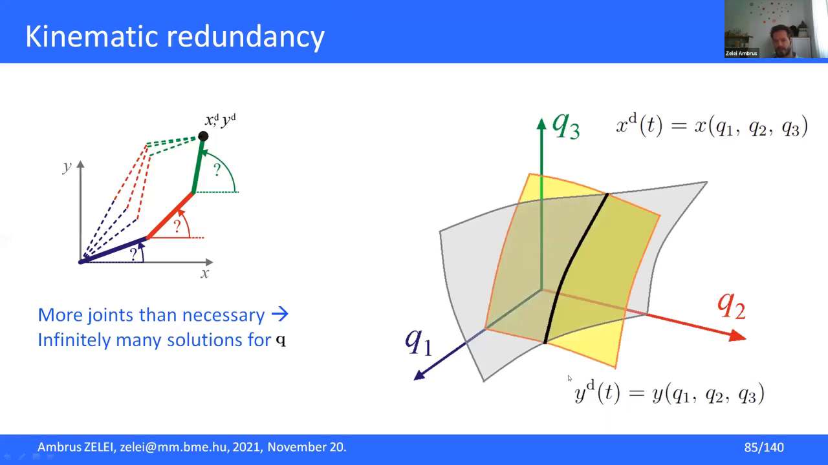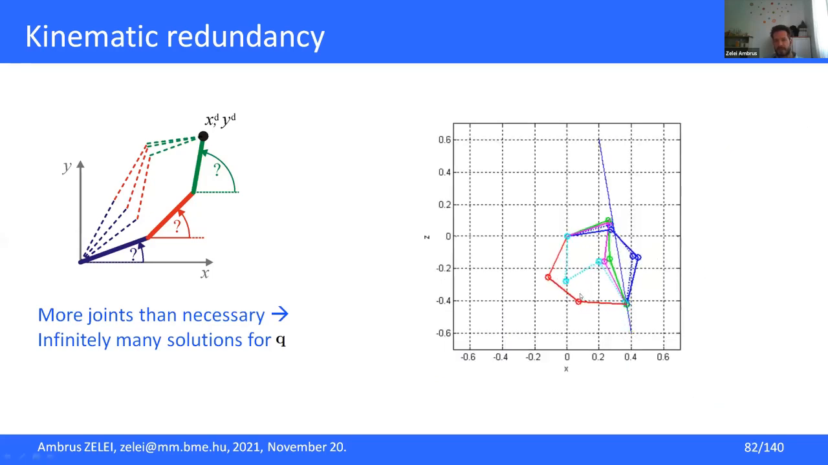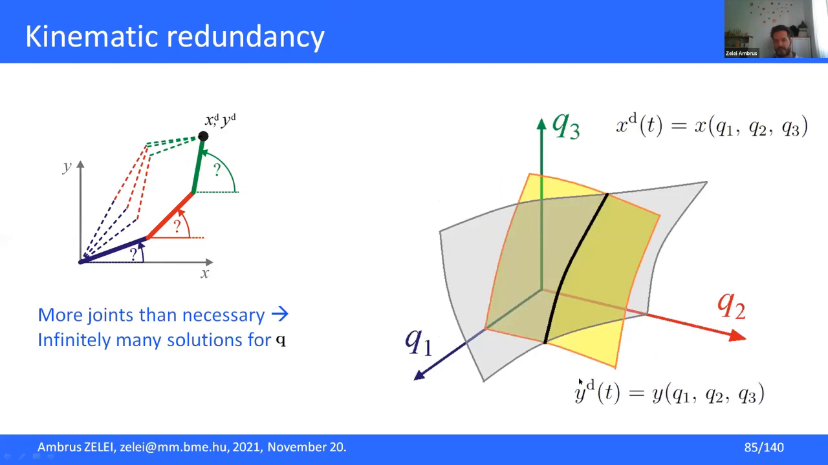It means another scalar equation, and this other scalar equation introduces another surface in the 3-dimensional space, and my point in the configuration space must move on both surfaces, which means that the intersection curve is the place where I can move. And basically in the previous animation, we were moving on this intersection curve, and it means that the endpoint will remain in the desired X, Y position.